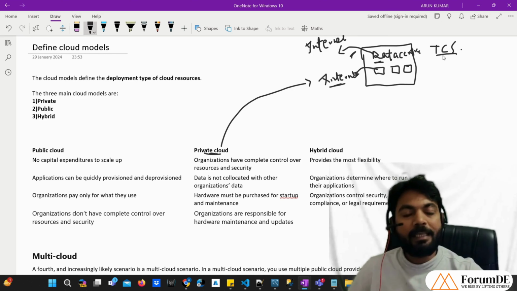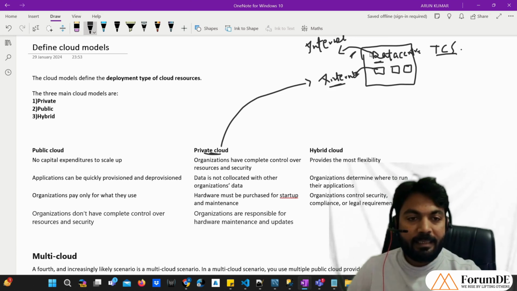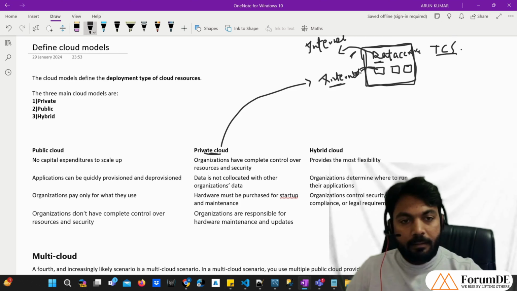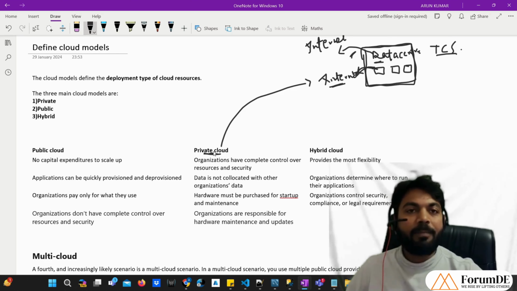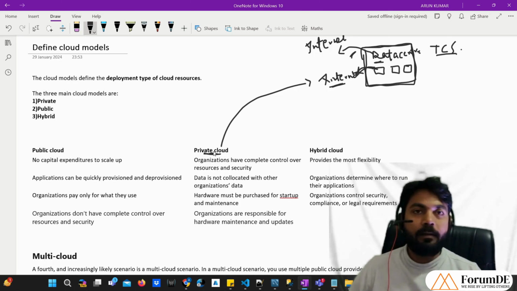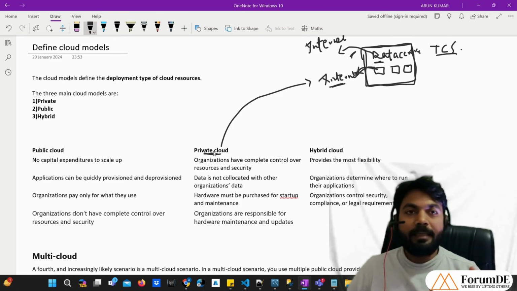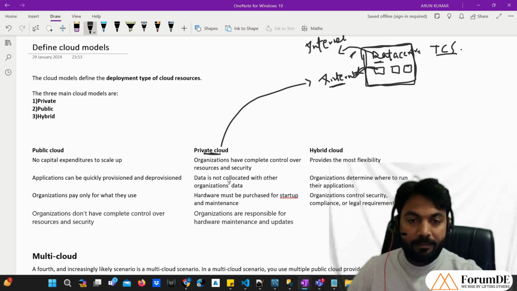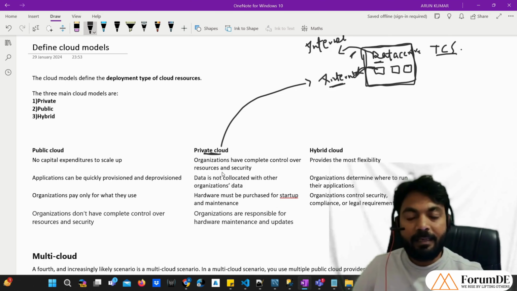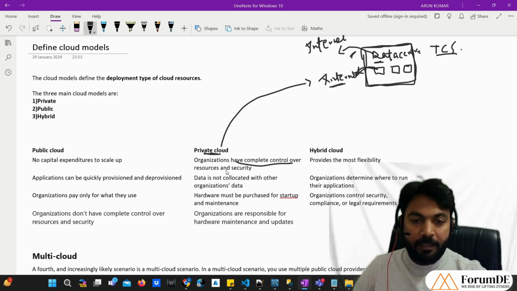So what happened now? TCS has complete control over this data center, and since the resources of these data centers are provided over the internet, of course TCS has complete control over this whole thing. That's why in a private cloud, companies have whole control over the data centers. Here it has been written in points, let me read it in front of you: organizations have complete control over resources and security.